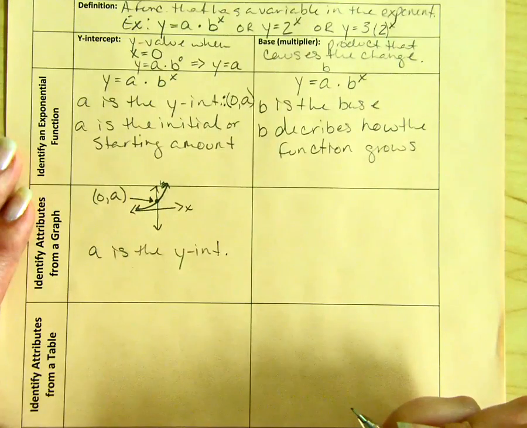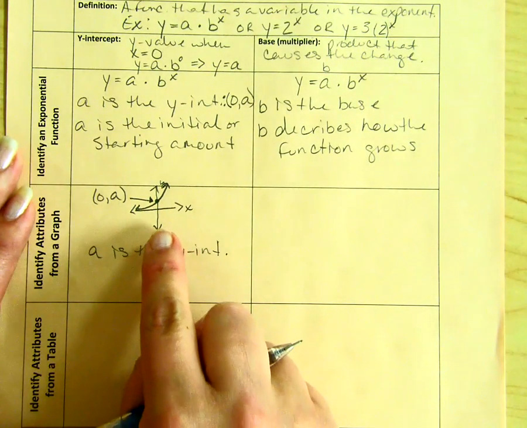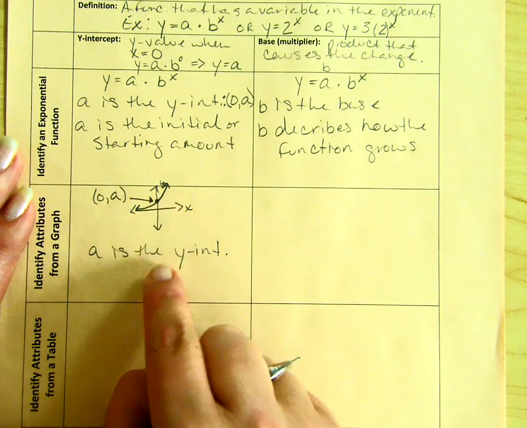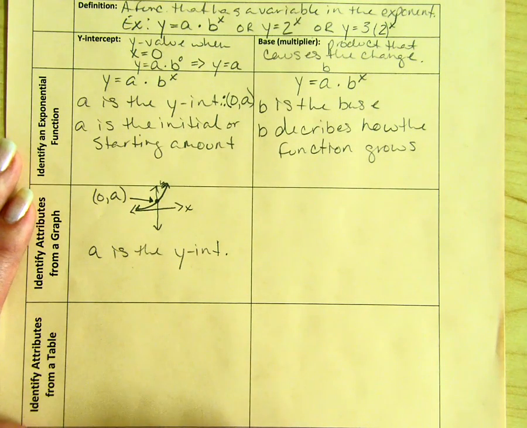I honestly don't know why we're writing that again, but we're writing it again. So anytime you graph it, wherever it crosses the y-axis, that's your y-intercept. That's your a value.